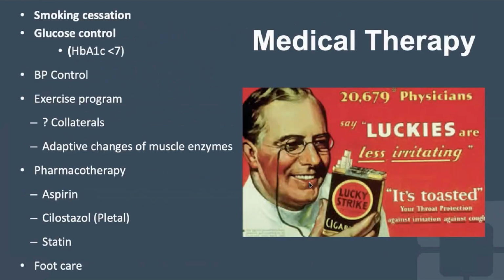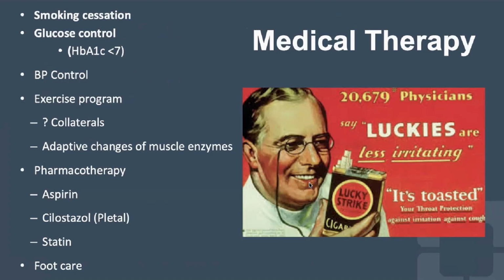With medical therapy, smoking cessation is critical. It's key. I talk to my patients all the time about this, because that's the top reason to have peripheral arterial disease, I believe. Glucose control, with hopefully a hemoglobin A1C less than 7 in these patients, and that's something we can work on with their endocrinologists and primary care physicians. Blood pressure control and an exercise program are absolutely key.